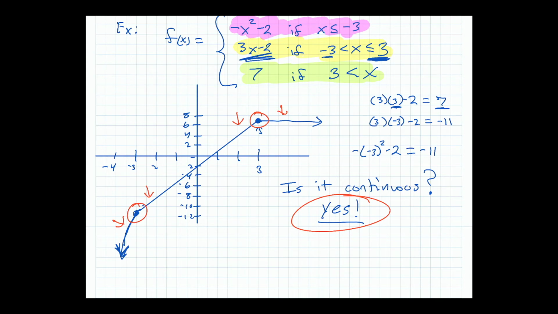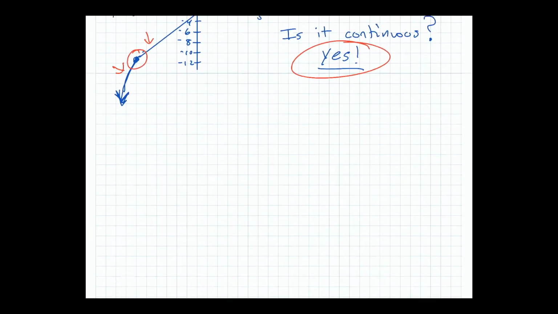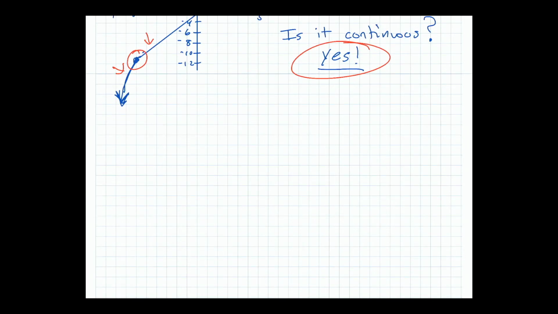Okay? But that's not always going to happen, right? So some of them are going to be not continuous, okay? And you're going to need to check them.